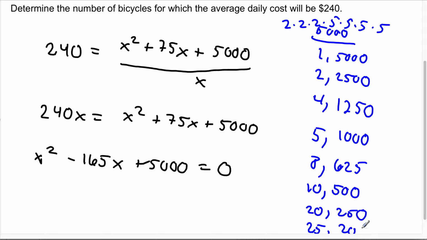So 200, 25, 26, 27, 28, 29, 30, 31, 32, up through 39. So let's try 40. I'm going to continue over here. So then 40. 40 is 8 times 5, so that's 125. Whew, finally got it. 165.